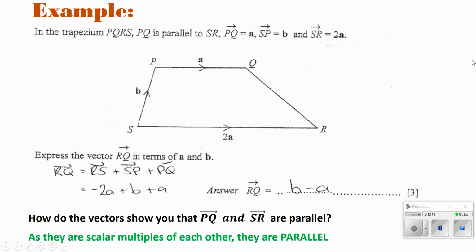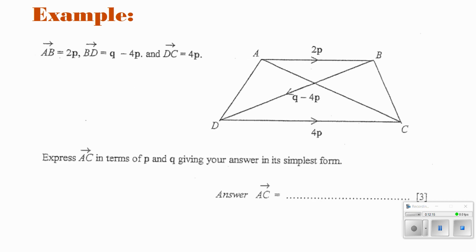Here you go, another little example. So we've got AB is 2p, that's drawn on there. BD is q minus 4p, and DC is 4p. That's all drawn on there, great. Express AC, this line here, in terms of p and q, giving your answer in simplest form.